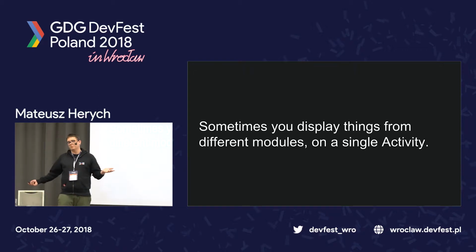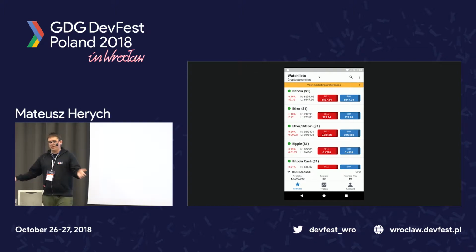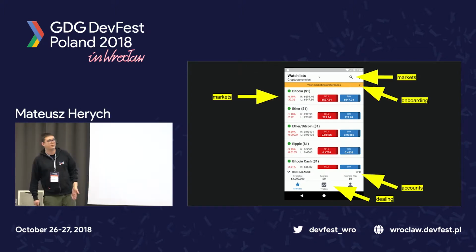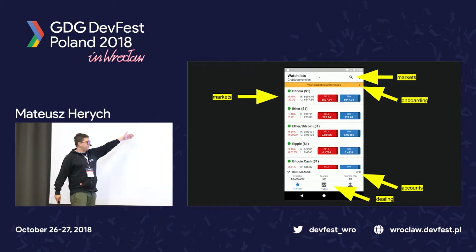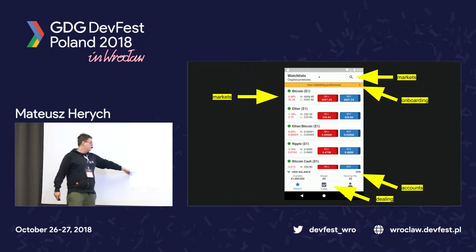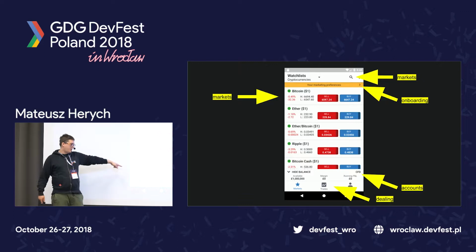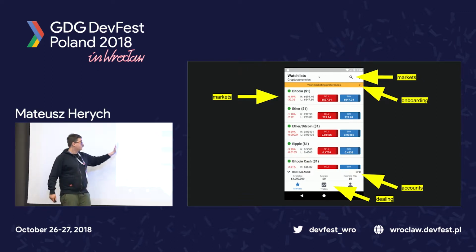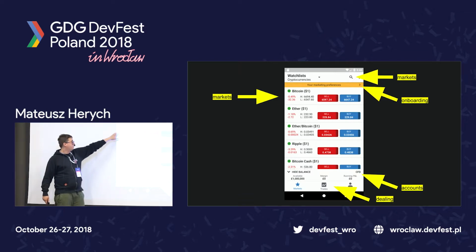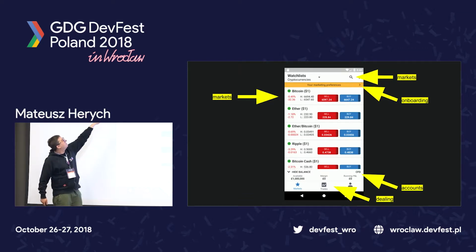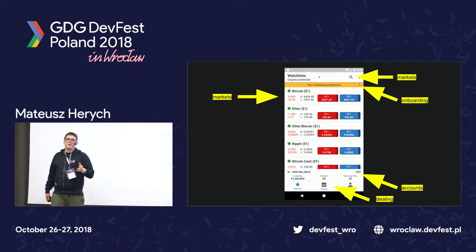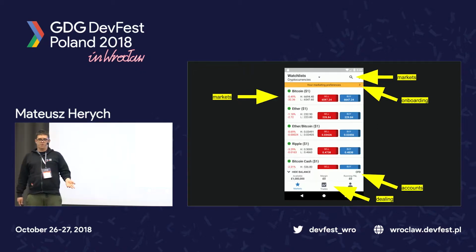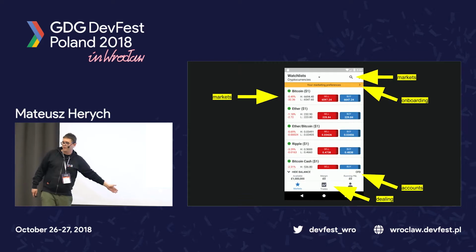Sometimes we need to display things from different modules on a single activity. We have this activity in here, and take a look. The list of markets is coming from the markets module. This balance bar comes from the accounts module. If you tap on the trades tab, it swipes to the fragment here, from the dealing module. And this little yellow thingy there that lets you pick your marketing preferences is the onboarding module. Everything on a single activity.